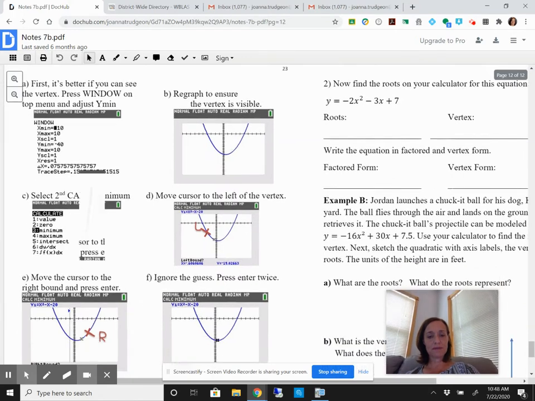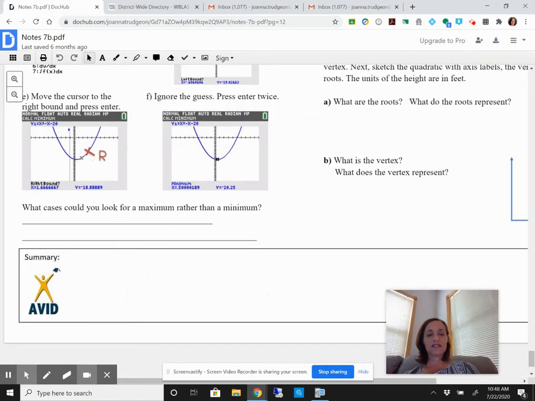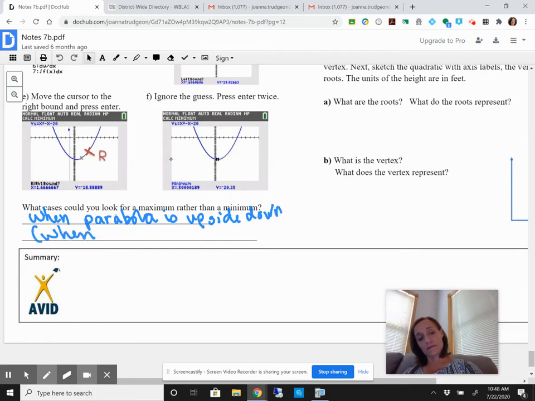The question on the bottom here says, in what cases could you look for a maximum rather than a minimum? So a maximum will be when the parabola is upside down. And that is when a is negative, right? Because that is what causes the flip over the x-axis.